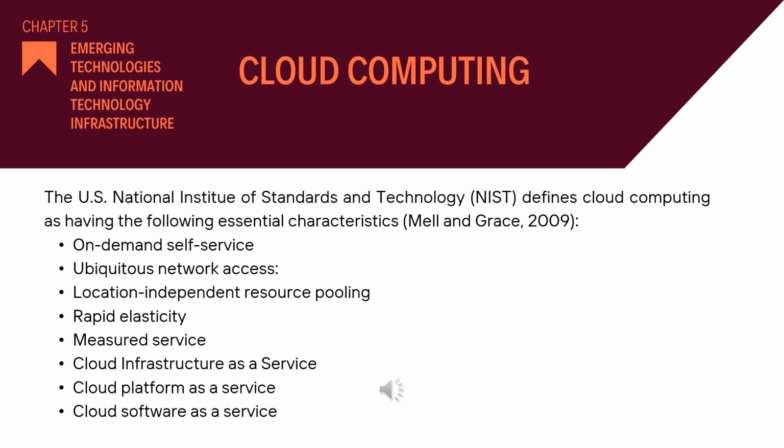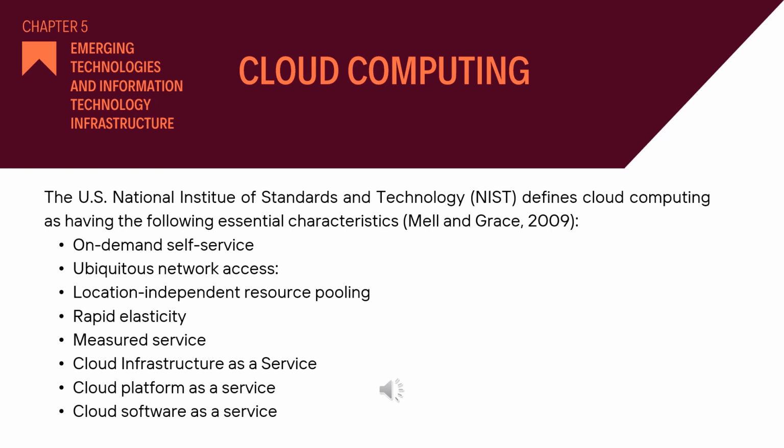The U.S. National Institute of Standards and Technology defines cloud computing as having the following essential characteristics. One, on-demand self-service. Consumers can obtain computing capabilities such as server time or network storage as needed automatically on their own. Two, ubiquitous network access. Cloud resources can be accessed using standard network and internet services, including mobile platforms. Three, location-independent resource pooling. Computing resources are pooled to serve multiple users with different virtual resources dynamically assigned according to user demand. Four, rapid elasticity. Computing resources can be rapidly provisioned, increased, or decreased to meet changing user demand. Five, measured service. Charges for cloud resources are based on the amount of resources actually used.